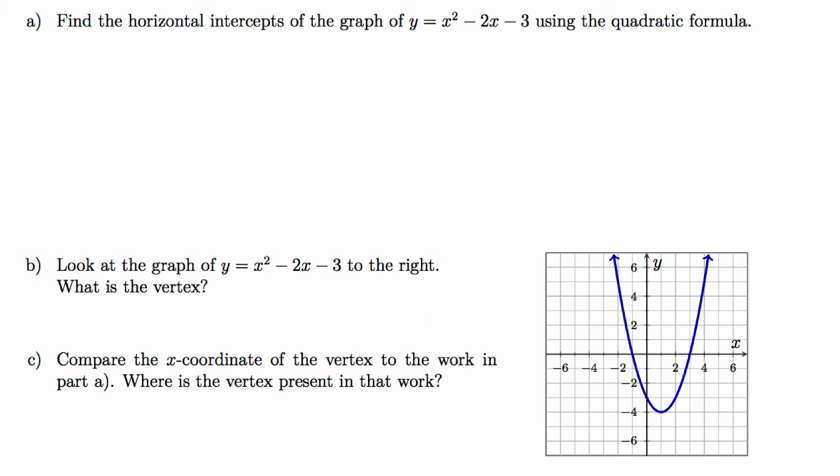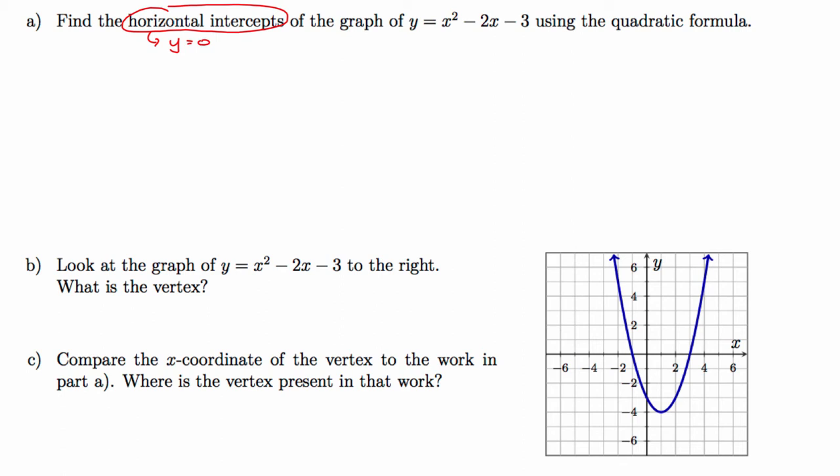In this video, we're going to find a way of algebraically finding the vertex of any parabola. In part A, we want to find the horizontal intercepts of the graph of y equals x squared minus 2x minus 3 using the quadratic formula. As a starting point, we'll need to remember that to find the horizontal intercepts, which are the same thing as the x-intercepts, we will need to set the y value equal to 0.